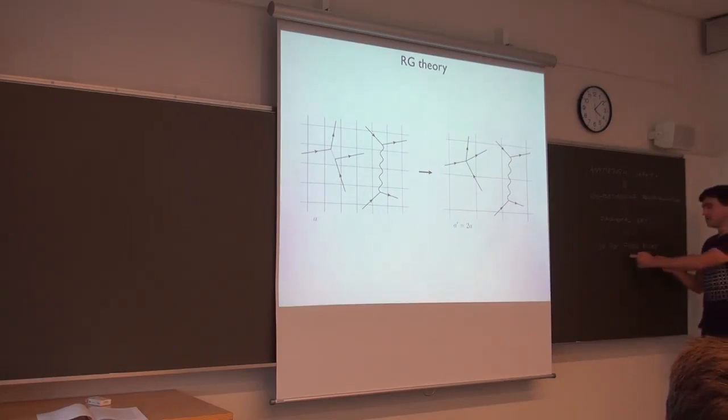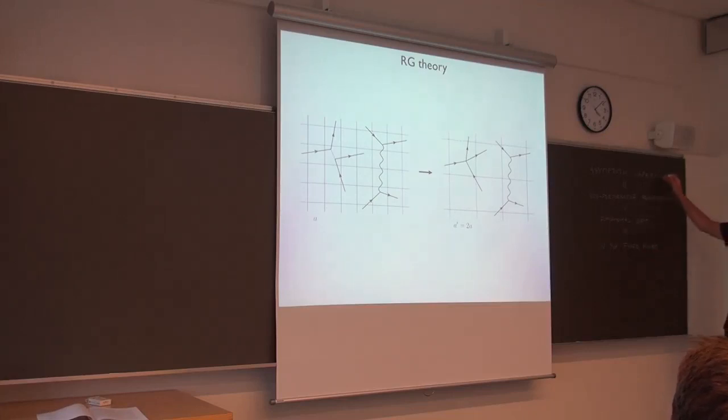In the situation where this fixed point is not interacting, is a free fixed point, or Gaussian fixed point, then we say that the theory is asymptotically free, because it means that a theory which is interacting at low energy becomes non-interacting in the limit in which you go to very high energy. And so, in the case in which the fixed point is trivial, Gaussian, then we speak about an asymptotically free theory. QCD is a theory which is asymptotically free.